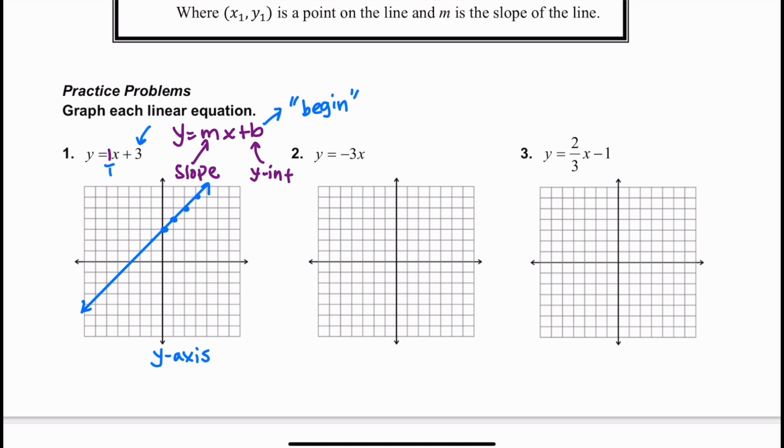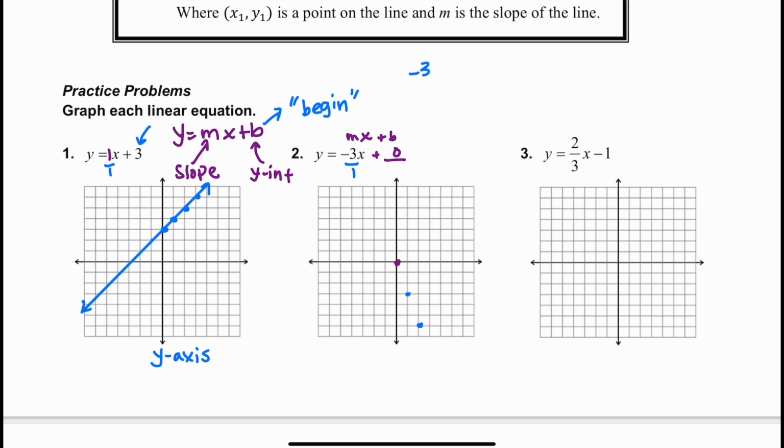Our next one, we're missing our b. So y equals negative 3x plus, this is our mx plus b. Now there's no number after it, so it's like a plus 0. We don't usually write plus 0, but that's going to say that we're beginning at 0. We write our slope as a fraction, where negative 3 is the rise, so that means we're going to go down 3 and over 1, down 3, and we just keep repeating that.